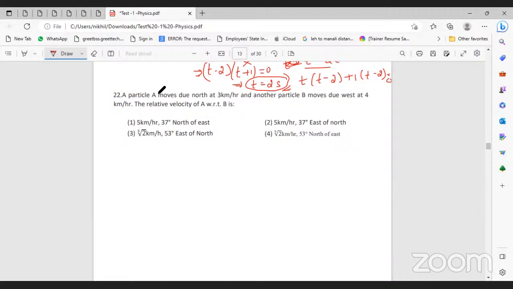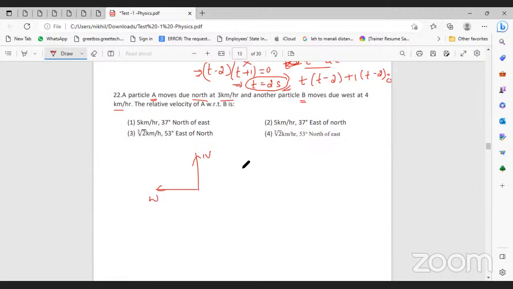Now, another one: particle A is moving with 3 kilometer per hour north and another particle B is moving with 4 kilometer per hour west. You know that north and west are perpendicular. If I say this is the north, this should be west. Oh, they are moving in perpendicular directions.